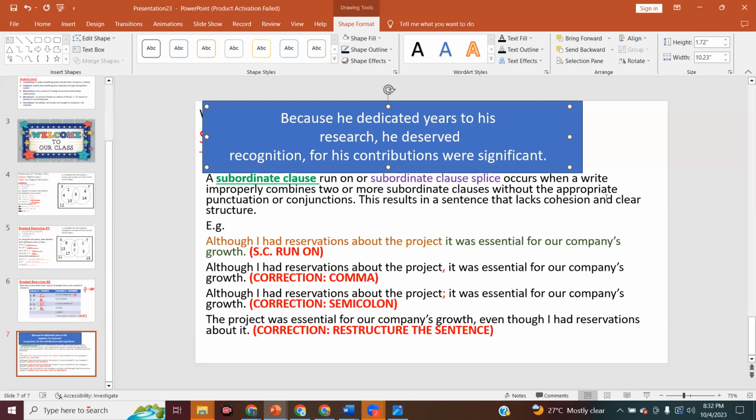And Zara, you could go, and I think Tyra, you switched it up too. His contributions were significant, comma, and he deserved recognition, comma, because he dedicated years to his research. Yeah, that's also good. Switcheroo of it. Very good. I like that too. All of it is good because after each independent clause connected with another independent clause, you put a comma and a coordinating conjunction. Very good, Tara.